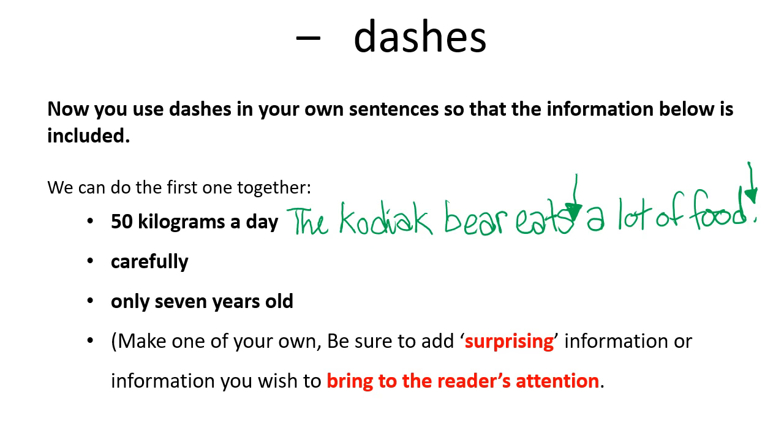And then write a third sentence, one of your own sentences, and just put something in dashes. Okay? But it has to be something surprising. Don't just use a normal fact. Okay? It has to be something surprising or something that you would really wish to bring to the reader's attention. Do this, write these sentences on the Google Doc. Okay, so pause this video now and then play it again as soon as you've written those 3 sentences.